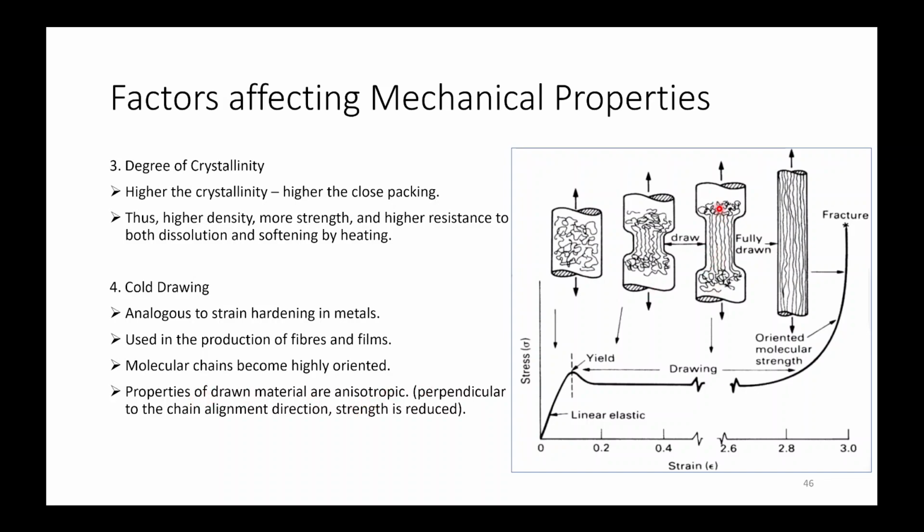As we can see here, these all are aligned in this direction, so strength in this direction will be different than strength in this direction. And perpendicular to the chain alignment direction, strength is reduced. So this is the chain alignment direction, and in this direction your strength will deteriorate. This is how they have drawn your polymer, and this is how chains have aligned.